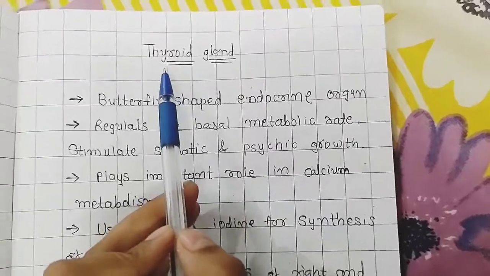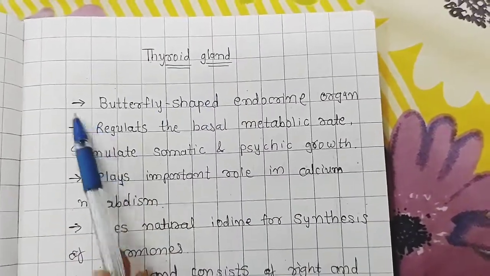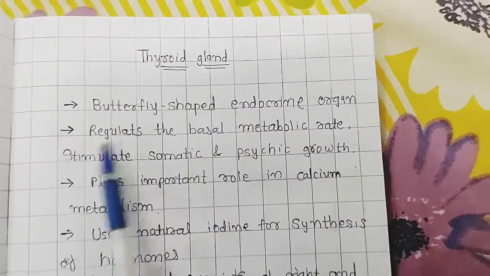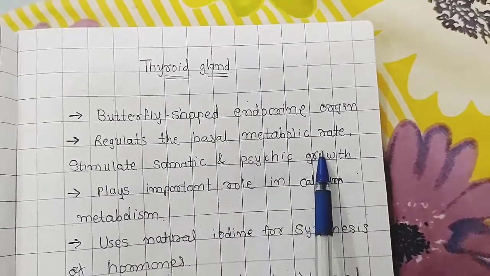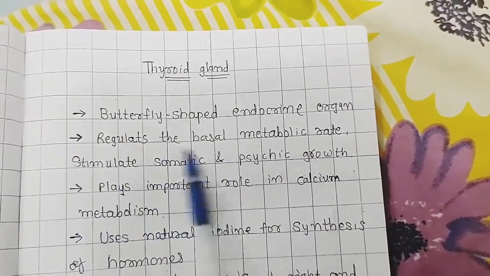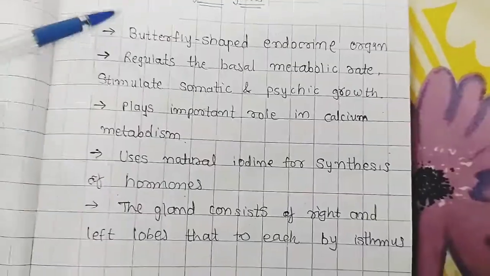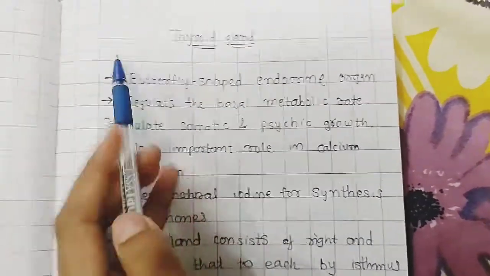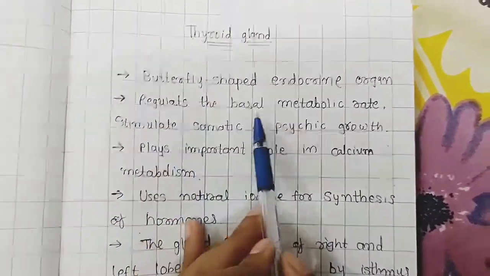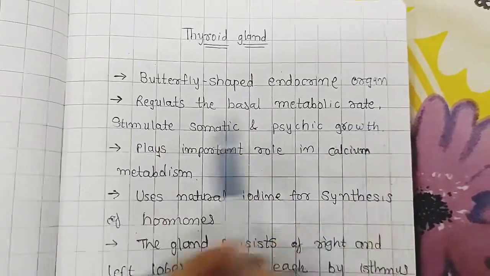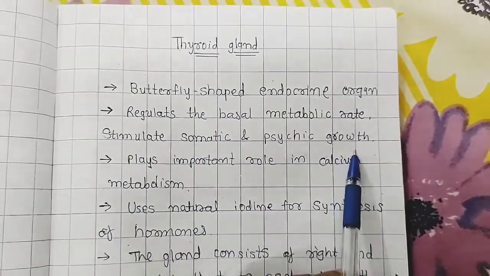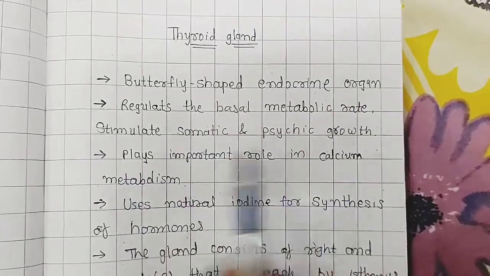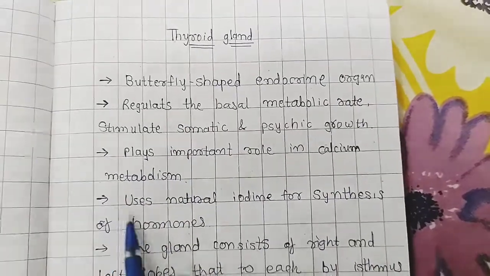Today's video we are going to learn the thyroid gland. The thyroid is a butterfly shaped endocrine gland. It regulates basal metabolic rate and stimulates somatic and psychic growth. This is just the introduction part. This butterfly shaped structure regulates basal metabolic rate, stimulates somatic and psychic growth, and plays an important role in calcium metabolism.